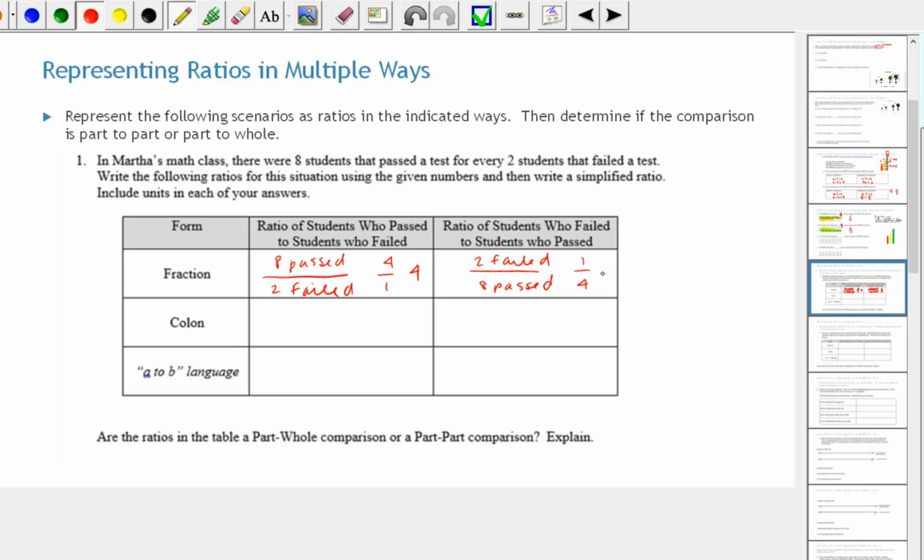Okay, then colon language and A to B language. Same idea, we want them to write the passed and failed, and then are they part to whole or part to part comparisons, explain. And in this case we have the passed and the failed. The total is the total number of students, so this is a part-part comparison. So the two parts, the passed students and the failed students, equal the total number of students.